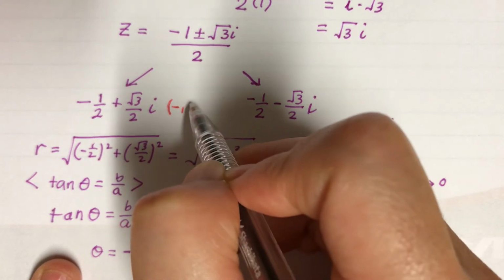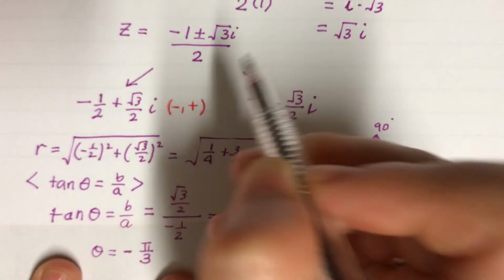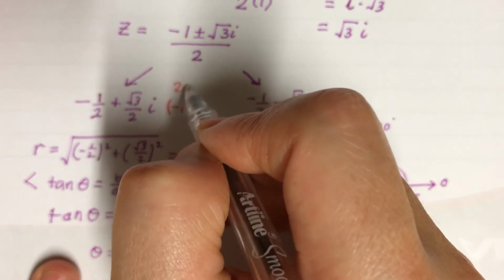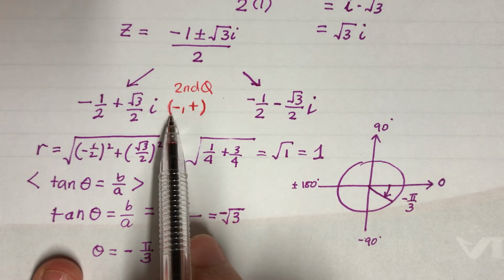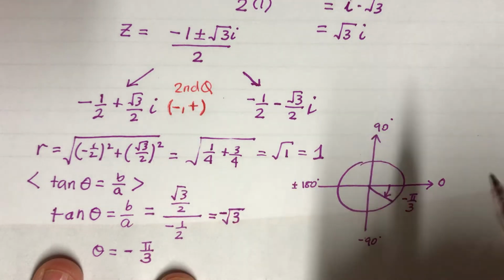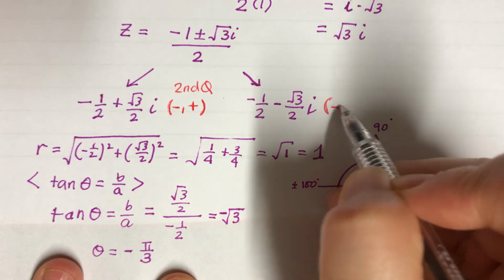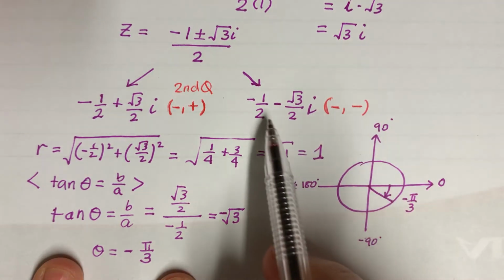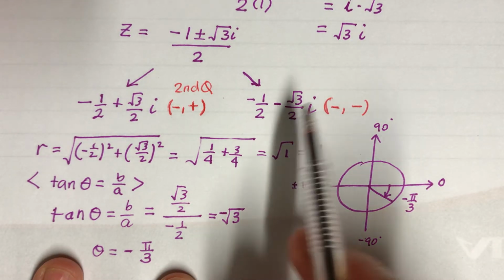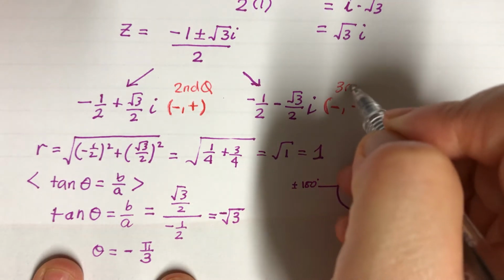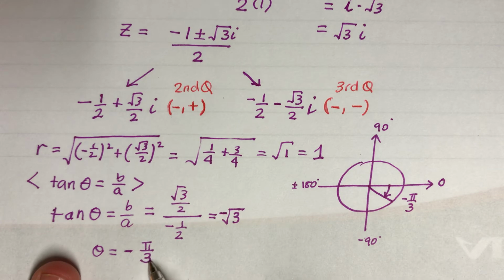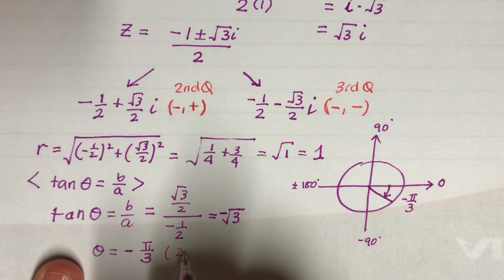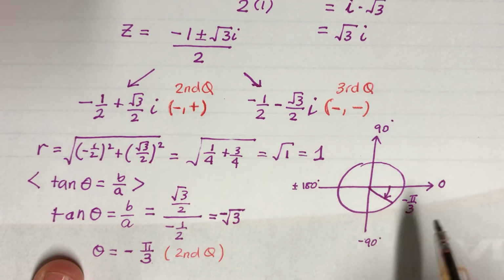Negative and positive. So this will be second quadrant, isn't it? When x equals negative, y equals positive, it's second quadrant. And what's this one? This one's negative and negative. So negative x values, negative y values, it's in the third quadrant. And this was meant to be in the second quadrant, but here is the fourth.